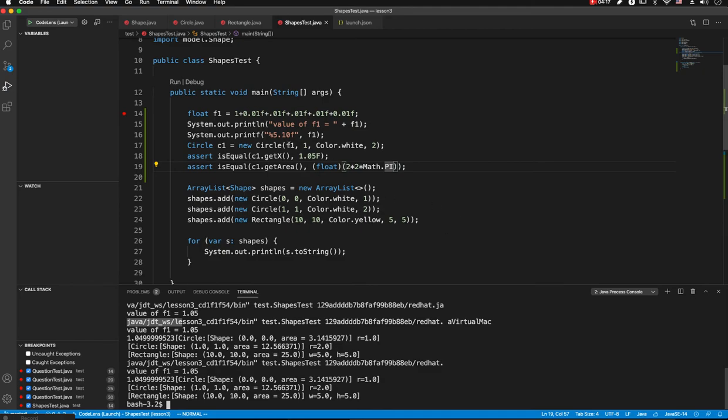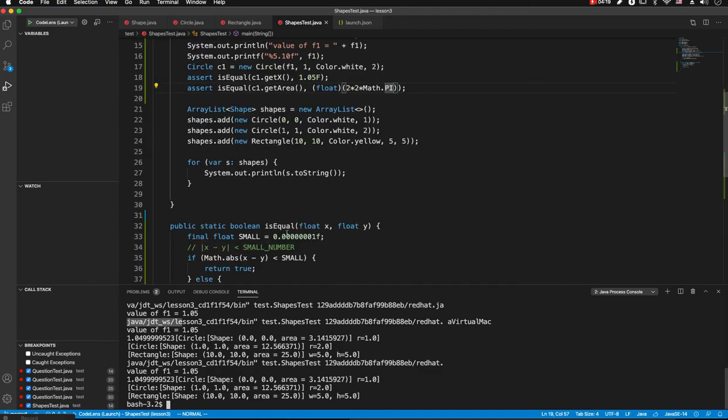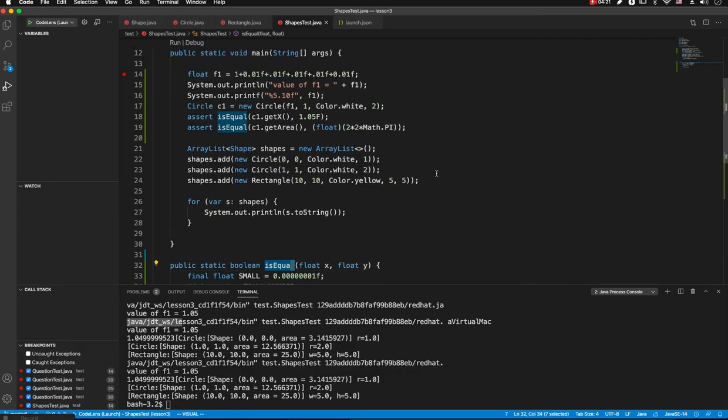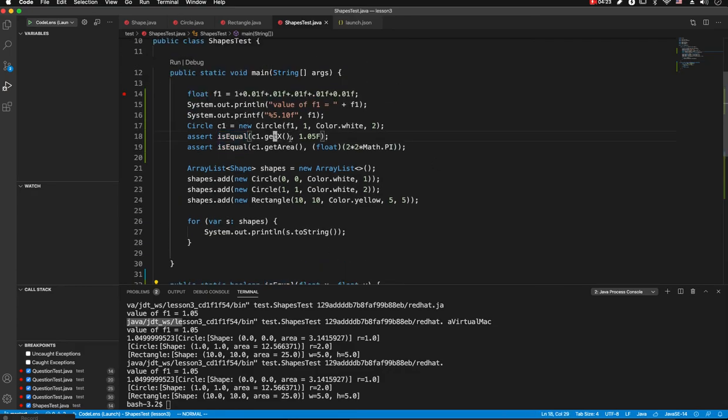So using this mechanism, or utilizing the isEqual method, you can compare equality for two floating point numbers, and using this you can make automated test assertions fail or not instead of visually checking the results.